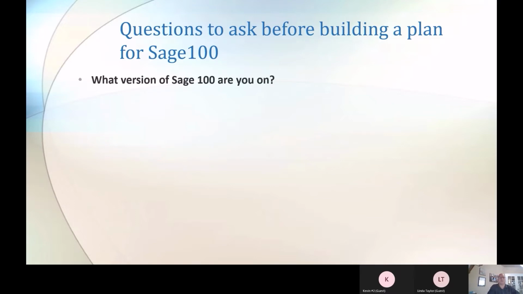But the first question is, what version of stage 100 are you on? We've had some scenarios where we have a great backup of the data, but the backup is in a version that is prior to the newest version. And so by not having a copy of the install files for the version you're on causes an upgrade, and that just causes a delay in getting that system back up and running as fast as possible.